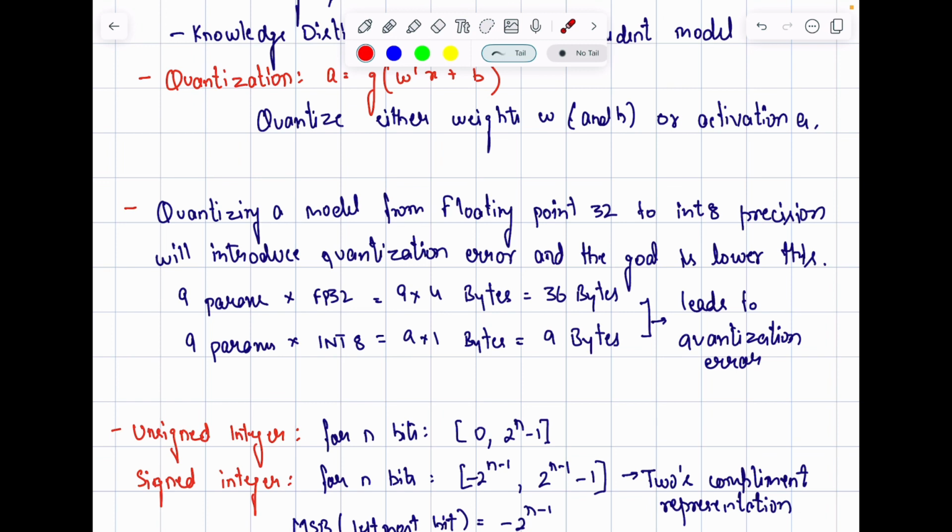Okay, so let's say you have 9 parameters with you and you represent them in floating point 32, then you end up having 36 bytes, right? But if you represent the same 9 parameters using integer 8, then you are left with only 9 bytes. So this reduction in the memory leads to something called quantization error, and we would like to minimize it.